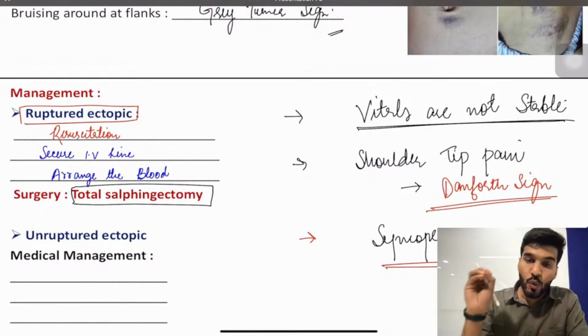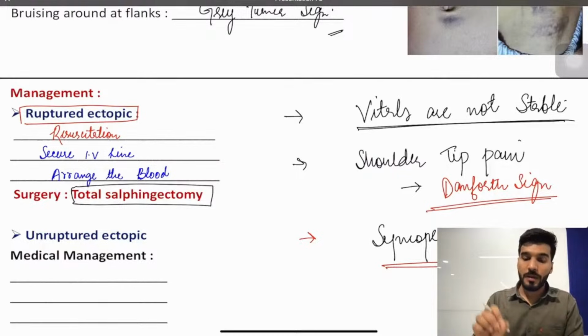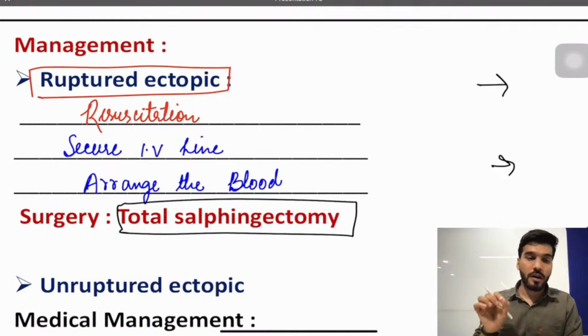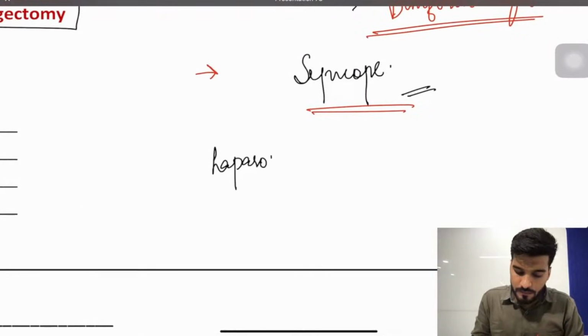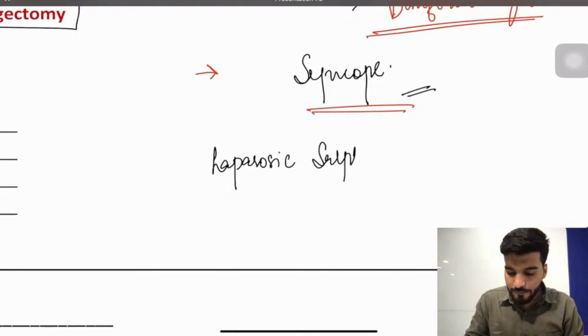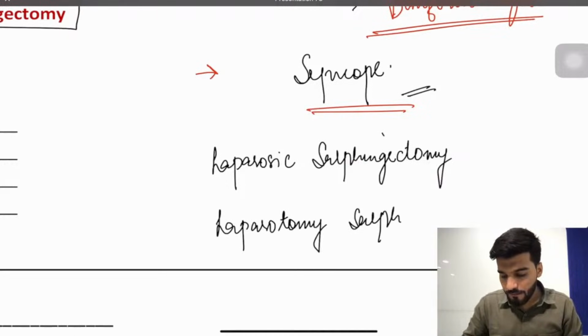Sir, there should be no role of beta HCG. There is no role of ectopic mass size. The only treatment in case of a ruptured ectopic pregnancy is going to be salpingectomy. Now this salpingectomy is of two types. Either I can do it via laparoscopic salpingectomy or laparotomy salpingectomy.